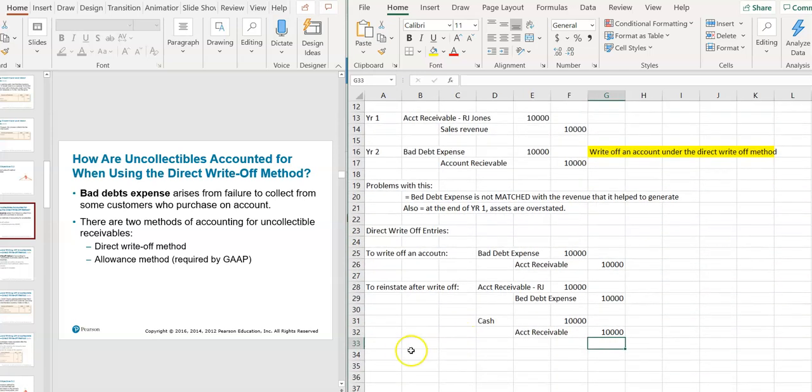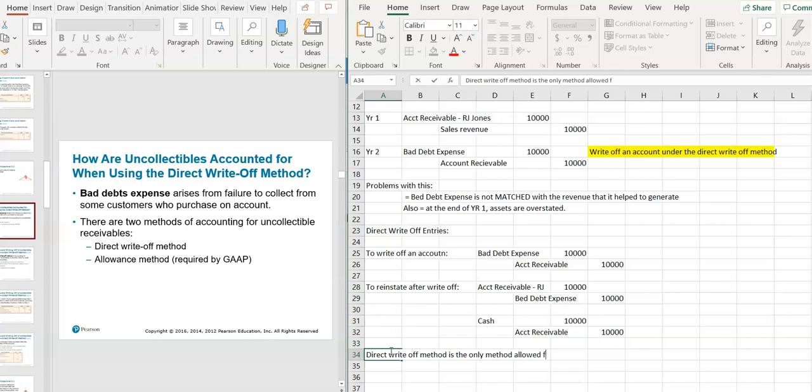One more thing on this one. The direct write-off method is the only method allowed for tax purposes. That's because there's no estimation here. You're writing off an account. And you'll see when we do the allowance method that there's an estimation involved. And the IRS doesn't like you to estimate stuff so much. All right, on to another video for the allowance method.